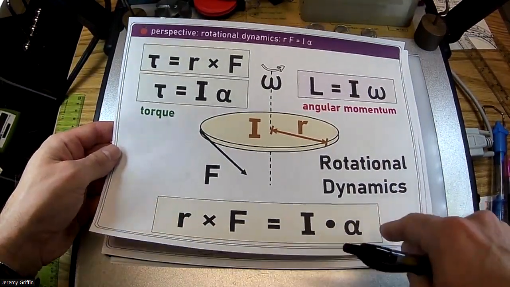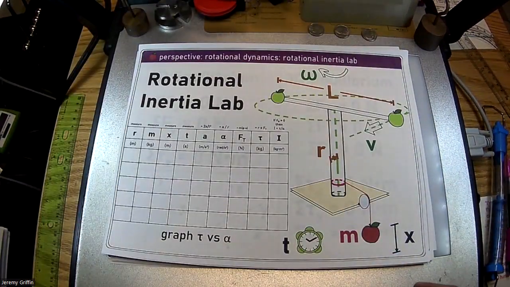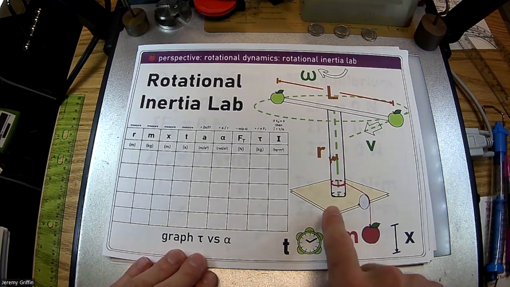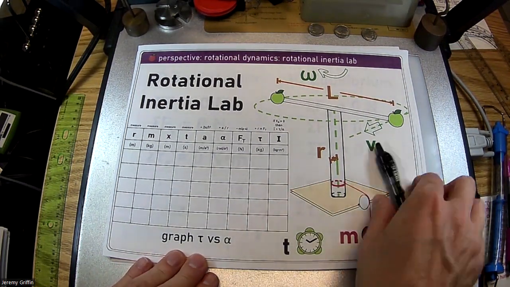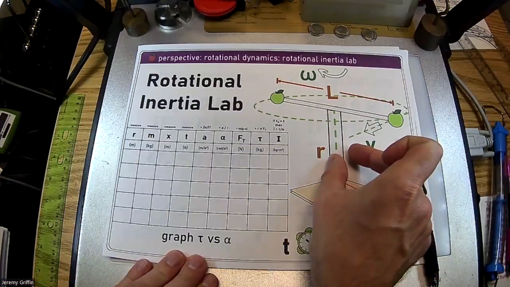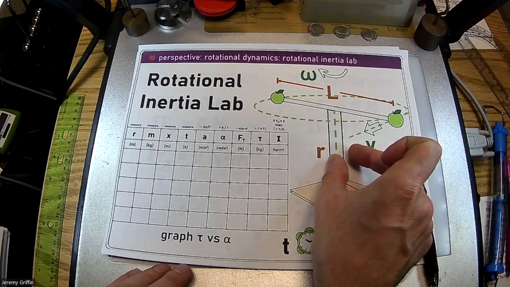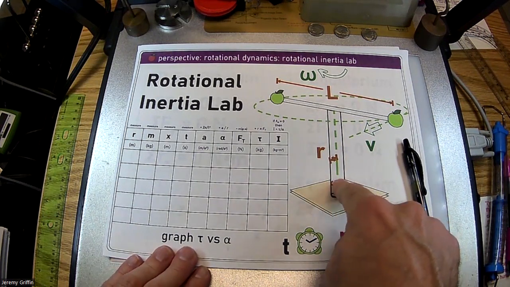So R cross F is I times alpha. And what's the technical setup going to be? Something to do with this, right? What if I wrap a string around the central axis, which has a radial size, a small r, maybe a centimeter or two, a couple centimeters, right? And then the string has a tension in it.